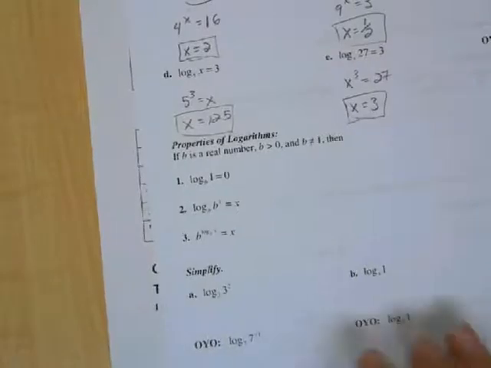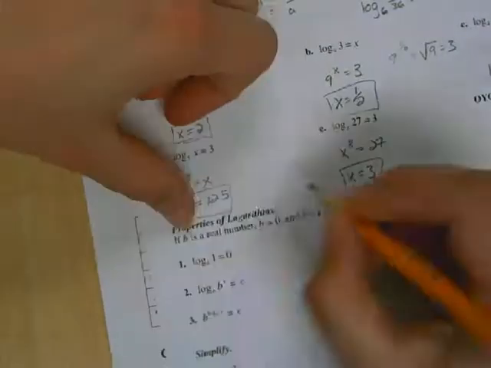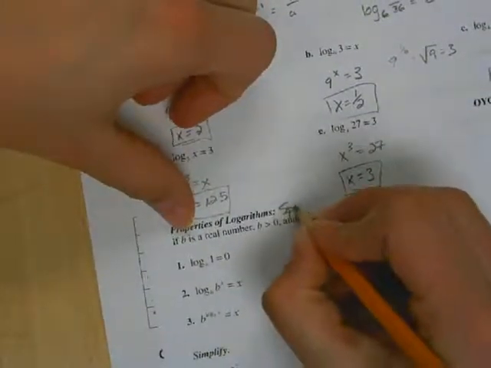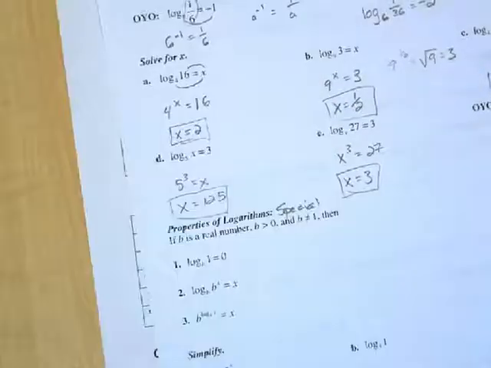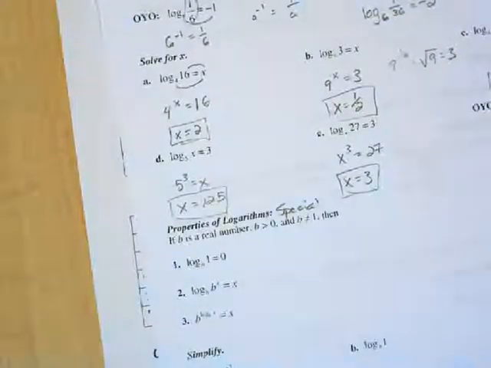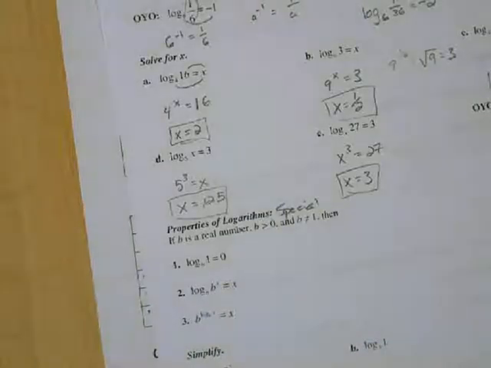Now, this next part says properties of logarithms. I typically refer to these as the special properties of logarithms, because we're also going to have different processes where we have the product property and the quotient property. So I consider these the special properties.